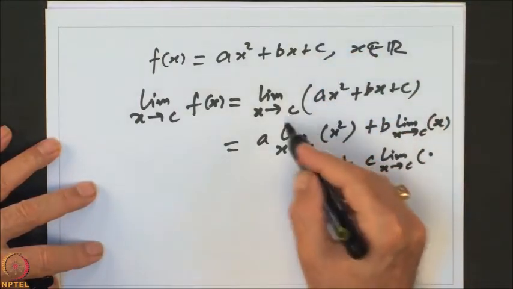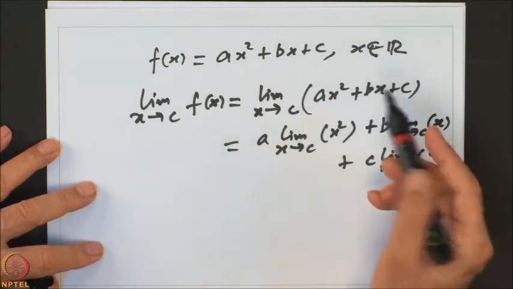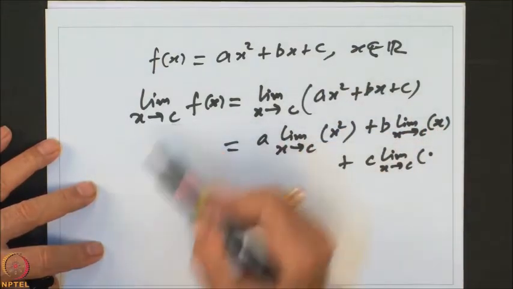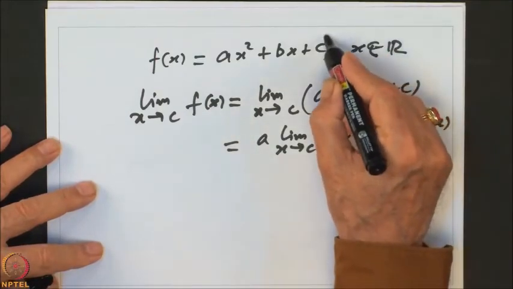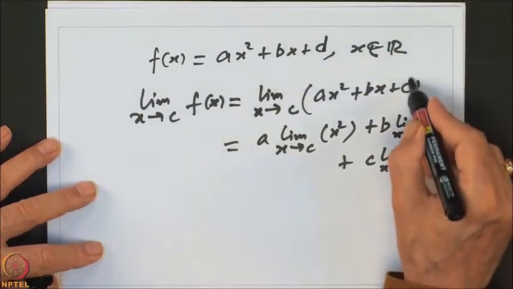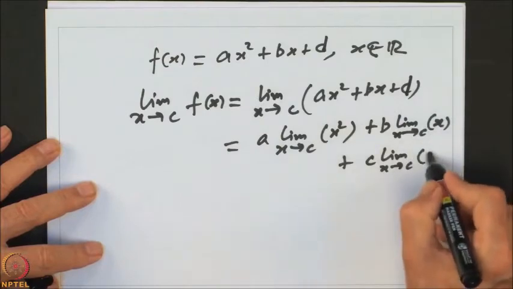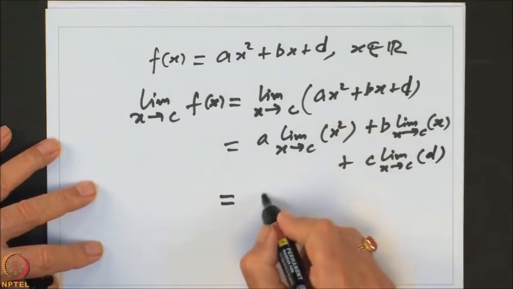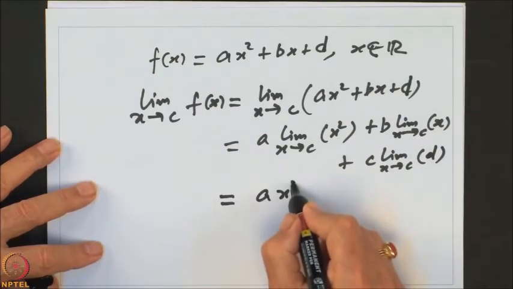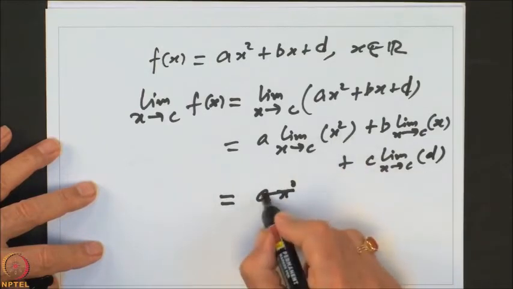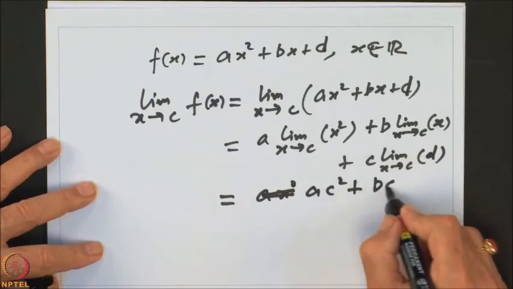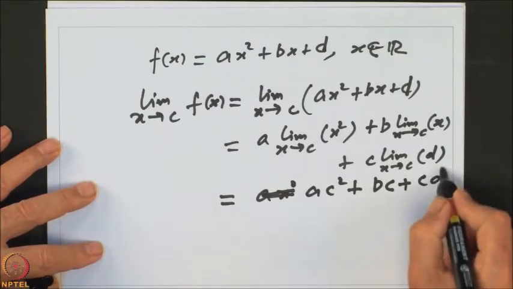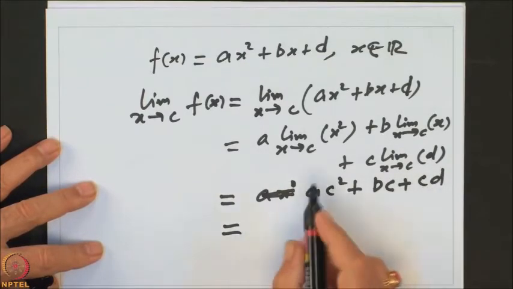So, let me change this c to something else, because the same c is appearing. One should be careful in notations. So, let us call it d. So, then this is the limit of d. So, that will be equal to a times x² as x goes to c, so that is ac², plus bc, plus the limit of d.